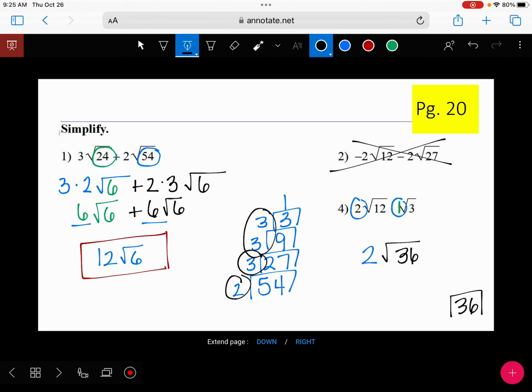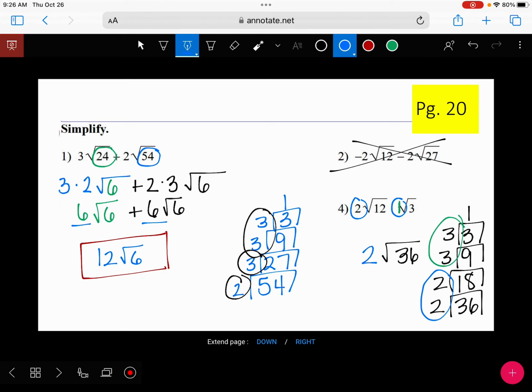So when I build my cake with 36, 2 goes into 36 18 times, 2 goes into 18 9 times, 3 goes into 9 3 times, and 3 goes into 3 1 time. So notice that in this example, I have 2 pairs. This also happened in question 2 on your homework. Sometimes you don't have anything left out.